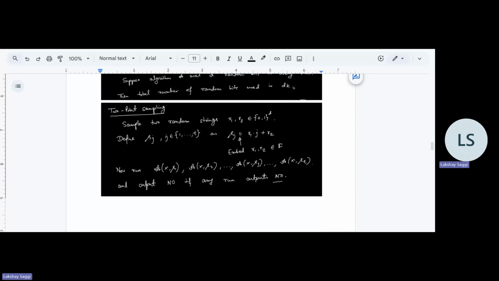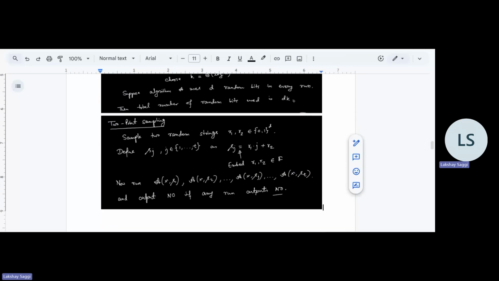And how are we going to define the strings? Let's say we want to define t such random strings. Then any string s_j can be defined as r1 times j plus r2. And these s1 till st are the strings which we'll actually use for the randomness required in our algorithm. So instead of computing R1, R2 till Rk, we'll just ask for R1 and R2, and we'll simulate these k random strings using combinations of R1 and R2.